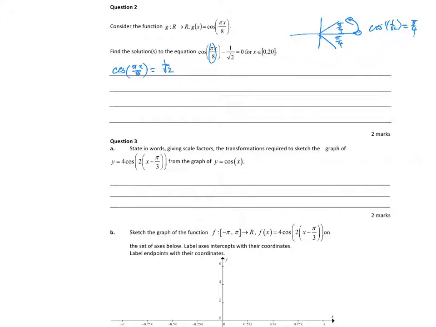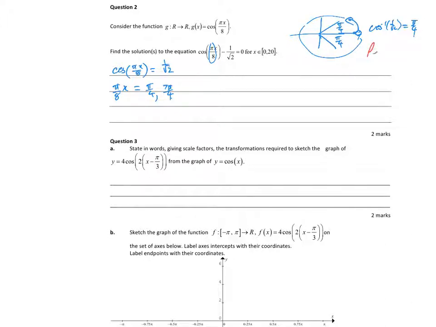First things first, let's try and get ourselves a couple of solutions. So pi x on 8 will equal 0 plus pi on 4, which is equal to pi on 4, and then we go all the way around to 2 pi minus pi on 4, which is 7 pi on 4.